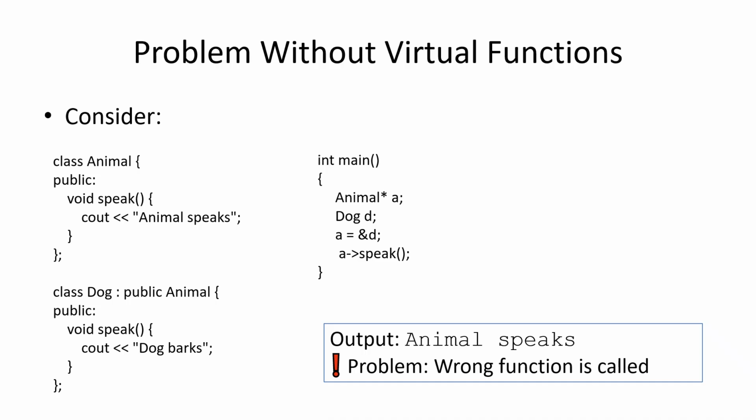Now let us understand a problem. We have a base class Animal and a derived class Dog, both having a function called speak. In the main function, we use a base class pointer pointing to a Dog object. When we call speak, we expect "Dog barks", but the output is "Animal speaks". This shows that the wrong function is executed.